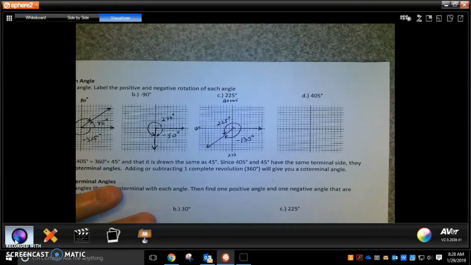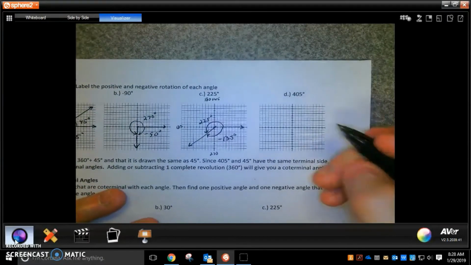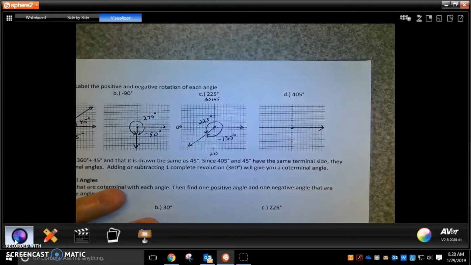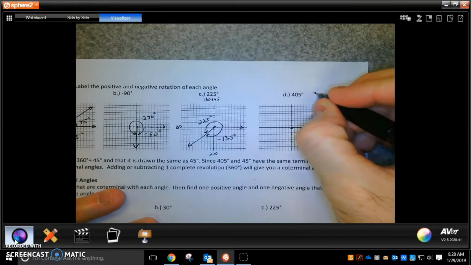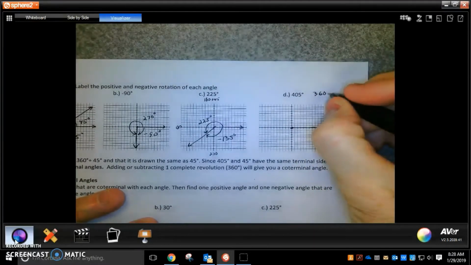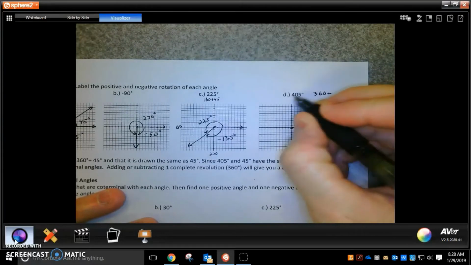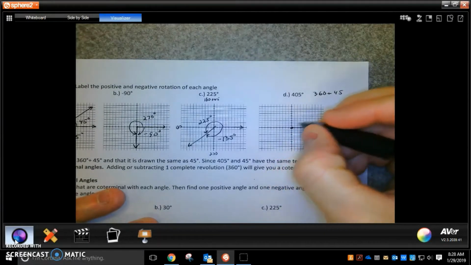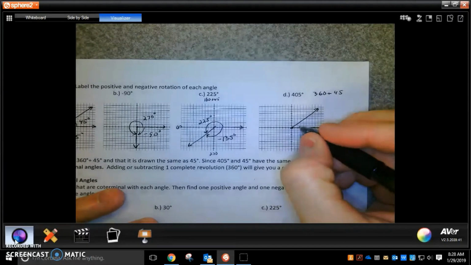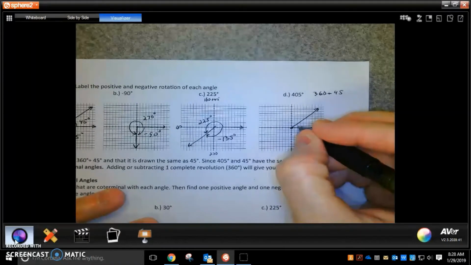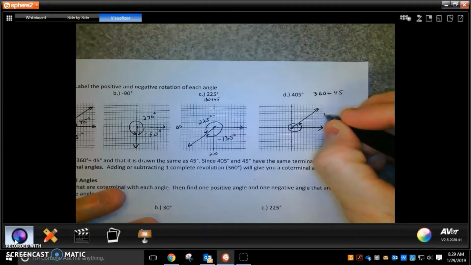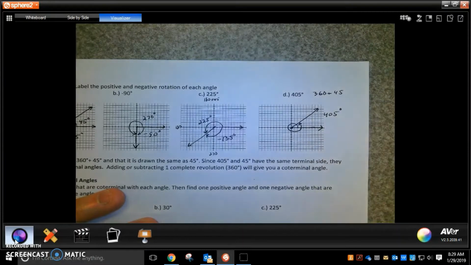Okay, and then 405. How would we do 405? So start here. Now, 405 is bigger than 360. So 405, we're going to go all the way around 360 degrees. Plus, we're going to do another, well, looks like we need another 45. So it's going to go all the way around and then another 45 degrees. So it's going to look like that. If we draw this, it's going to go all the way around and then it's going to go up like that. So that would be a 405 degree angle.